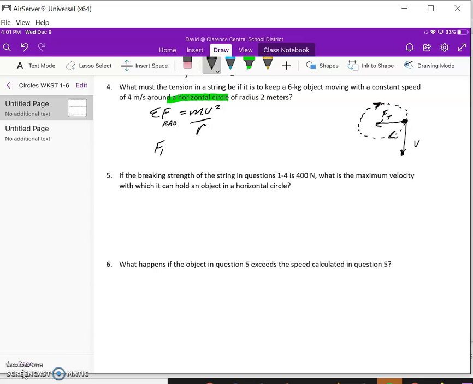So the tension in the string's job, not like 1 and 2 to keep it in equilibrium, not like 3 to accelerate it linearly. Tension's job here is to accelerate this thing centripetally. So Ft equals mv squared over r. So what tension must be in the string to hold this thing? 6 kilograms times 4 meters per second, and I have to square that, divided by a radius of 2 meters. Well, we need 48 newtons of tension to do that job.